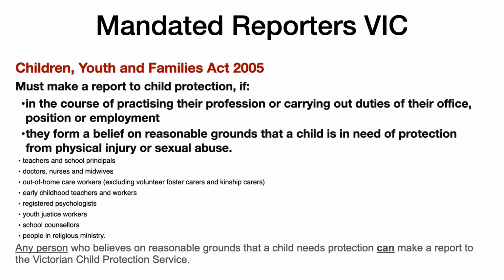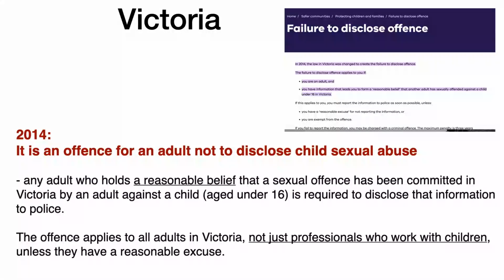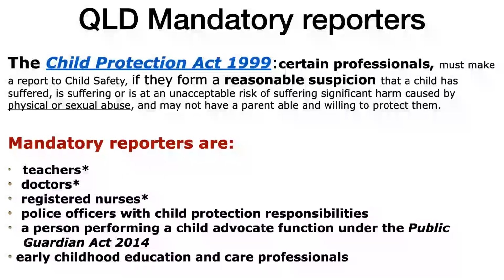The thing is that Victoria then decided in 2014 to add another offence. They said that for any adult, it is an offence not to disclose child sexual abuse. So any adult who holds a reasonable belief that a sexual offence has been committed in Victoria against a child is required to disclose that information. So it's not just professionals who work with children, it's everyone. Under the failure to disclose offence, you are mandated reporters in Victoria.